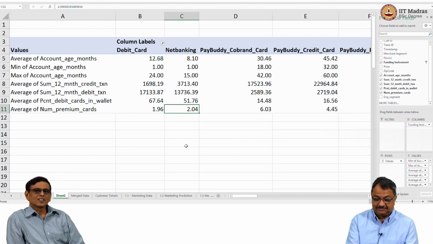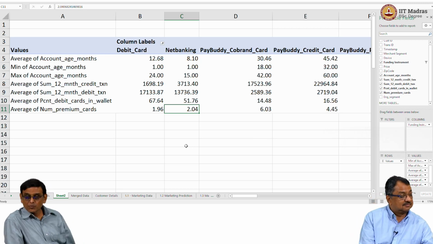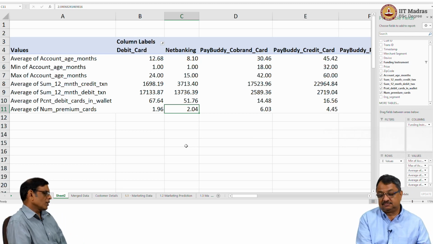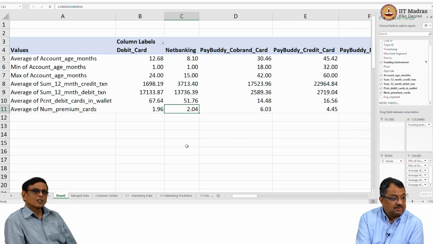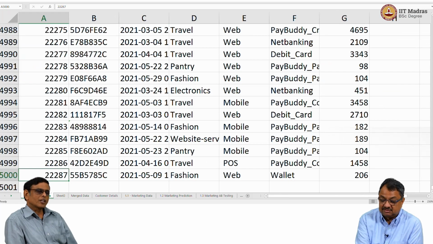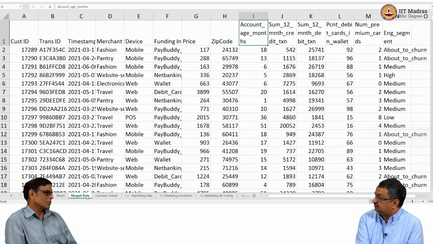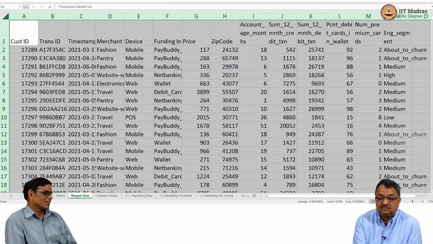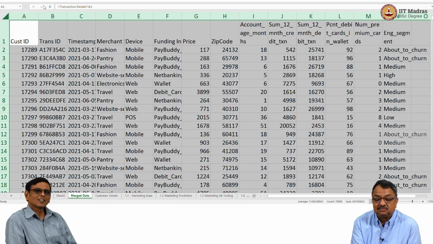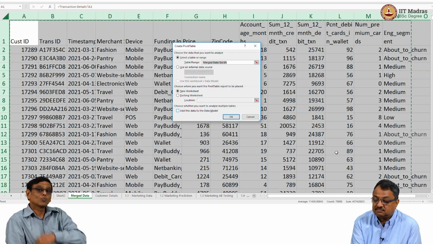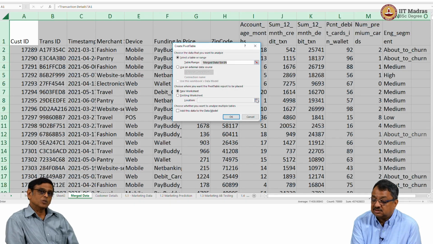Okay, what's next? Can we do it by category of product? What would you like to know? We want to know the average transaction value by category. For electronics, are they using credit card or debit card? For travel, what are they using? So make a pivot table with row as category and column as instrument.